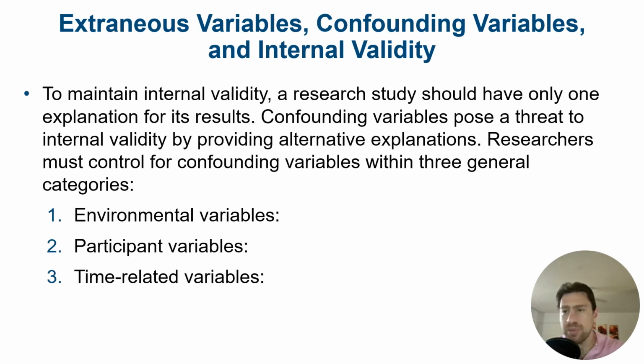So let's formally define the different categories within which confounding variables can be found. And those three categories are as follows: environmental variables, participant variables, and time-related variables.